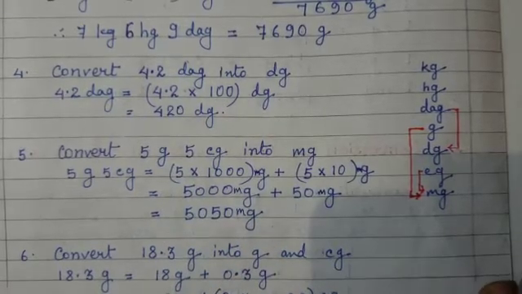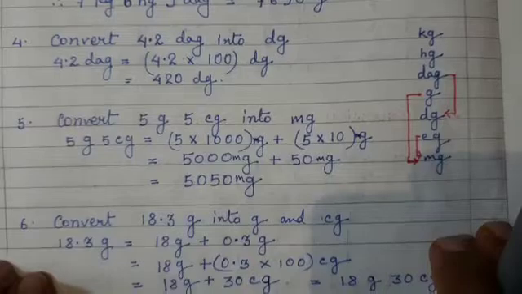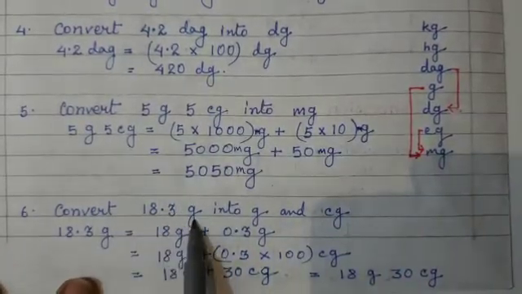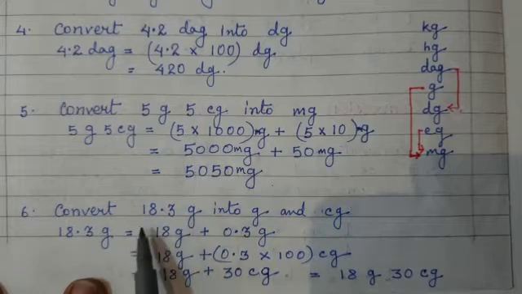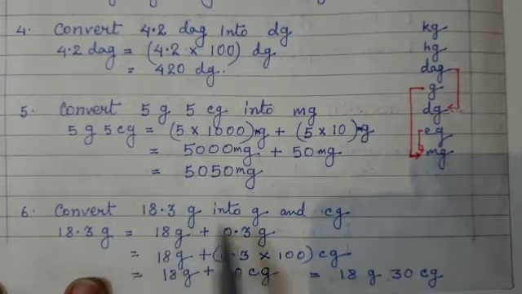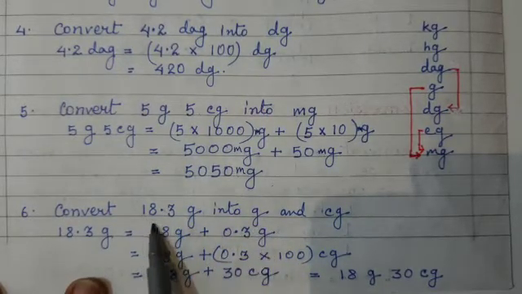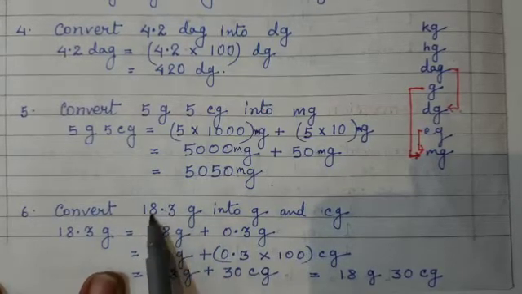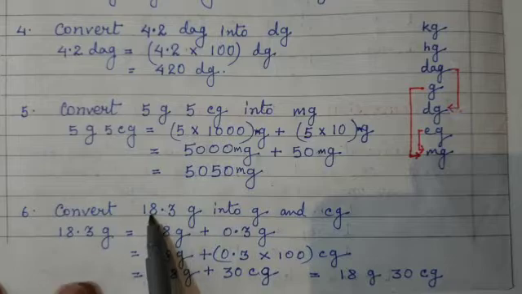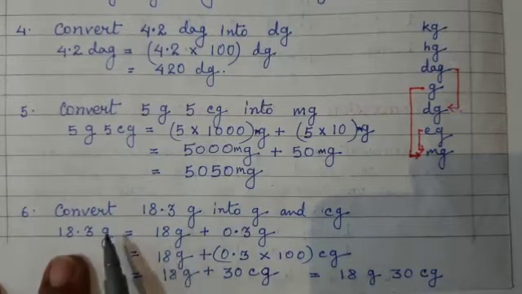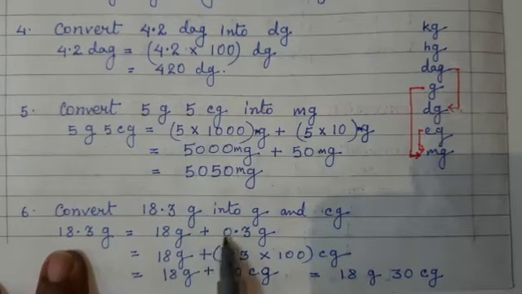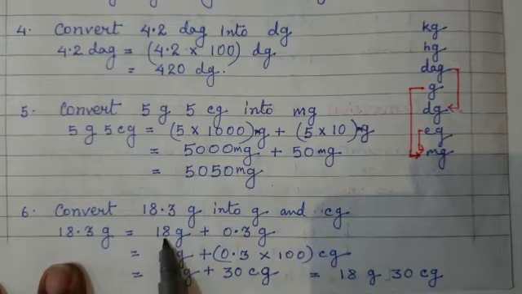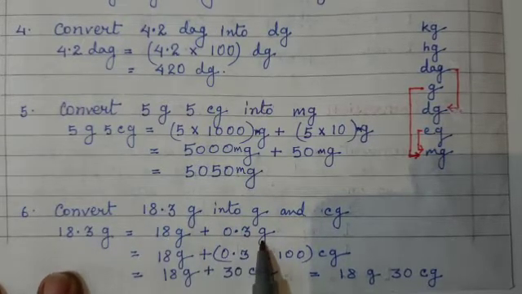And one more example, convert 18.3 gram into gram and centigram. Here children, it is given in decimal and the amount is given in gram, and you need to convert it in gram and centigram. So first of all, in these kinds of things, we need to break it into integral part and decimal part. This 18.3 gram can be written as 18 gram plus 0.3 gram. This is the integral part, 18 gram, and 0.3 gram.